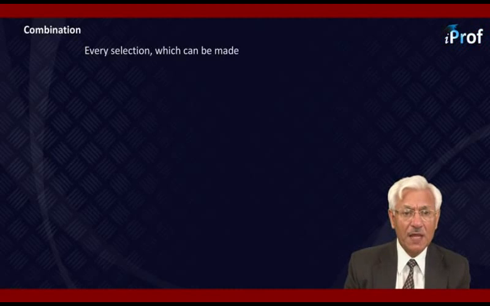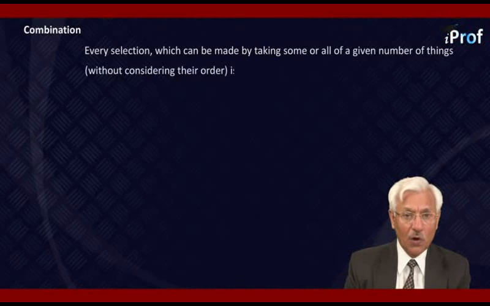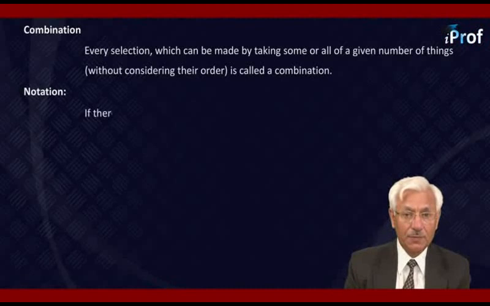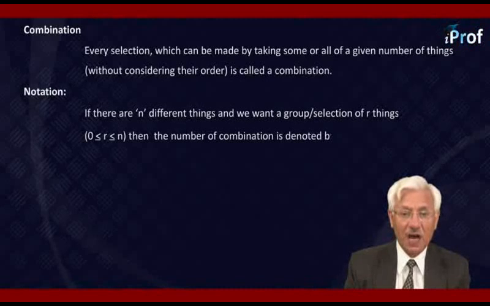After defining permutation, let us define what is a combination. Every selection which can be made by taking some or all of a given number of things without considering their order is called a combination. Notation: if there are n different things and we want a group or a selection of r things, then the number of combinations is denoted by nCr or C(n, r).